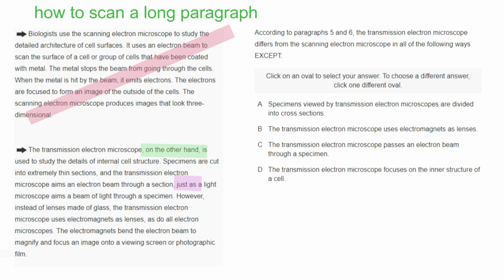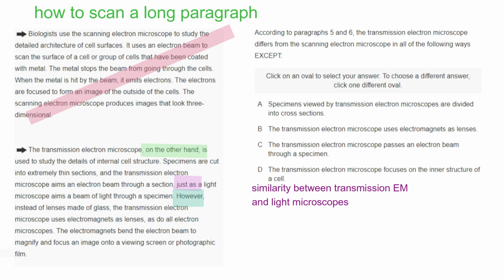The transmission electron microscope aims an electron beam through a section, just as a light microscope aims a beam of light through a specimen. The sentence talks about a similarity between transmission electron microscopes and light microscopes, so this is not the clue sentence. Moving on to the next sentence with however, we can infer that a difference between transmission electron microscopes and light microscopes will be mentioned.